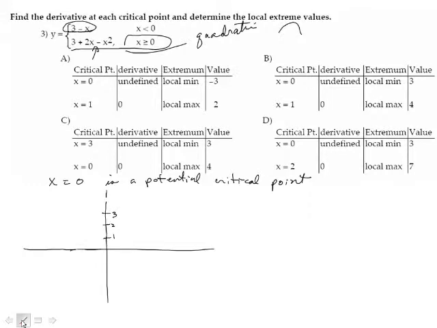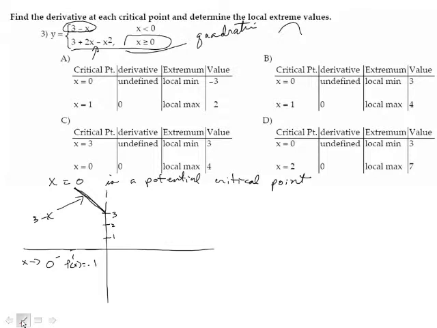As we said, to the left, it's a straight line with a slope of minus 1. So we can say as x approaches 0 from the left, f prime of x is equal to minus 1.